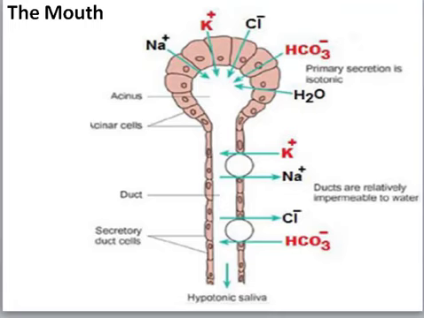Mechanical digestion is by the tongue and the teeth, cutting the food and mixing it with the saliva, and the chemical digestion is by the salivary amylase.